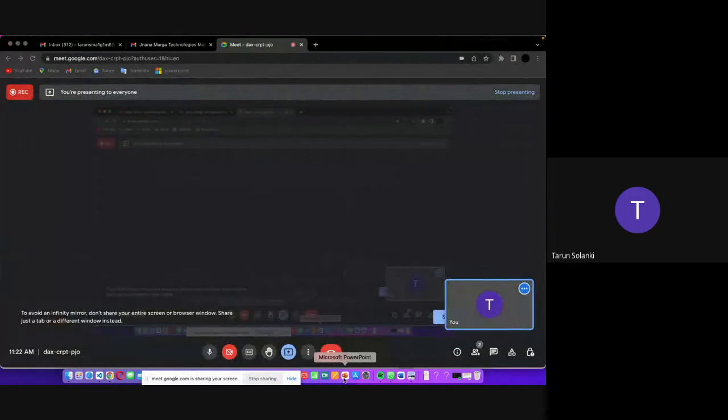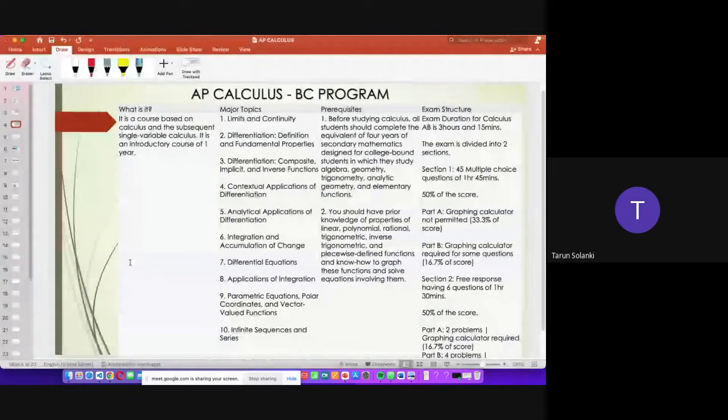Next is differential equations, the seventh one. Eighth is application of integration. Now two new topics are introduced, which are parametric equations, polar coordinates and vector valued functions, and the last one is infinite sequences and series, which were not included in the AB program.